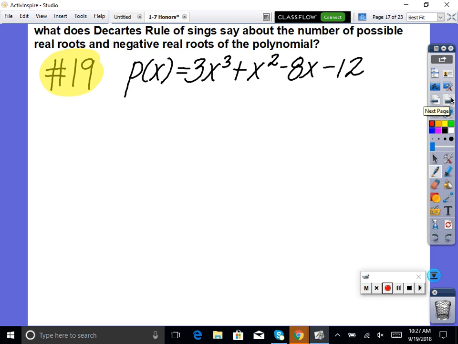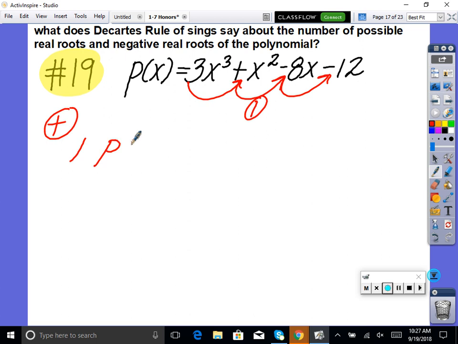Okay, number 19, it says, what does Descartes' rule of signs say about the number of possible positive real roots and negative real roots? So let's determine how many positive real roots we could have. So let's count our sign changes. Positive to positive, positive to negative, negative to negative. So there is definitely one positive real root, for sure. That doesn't mean it's rational, but still, that helps us know we should probably test positives first, just because it's possible. There's definitely one.